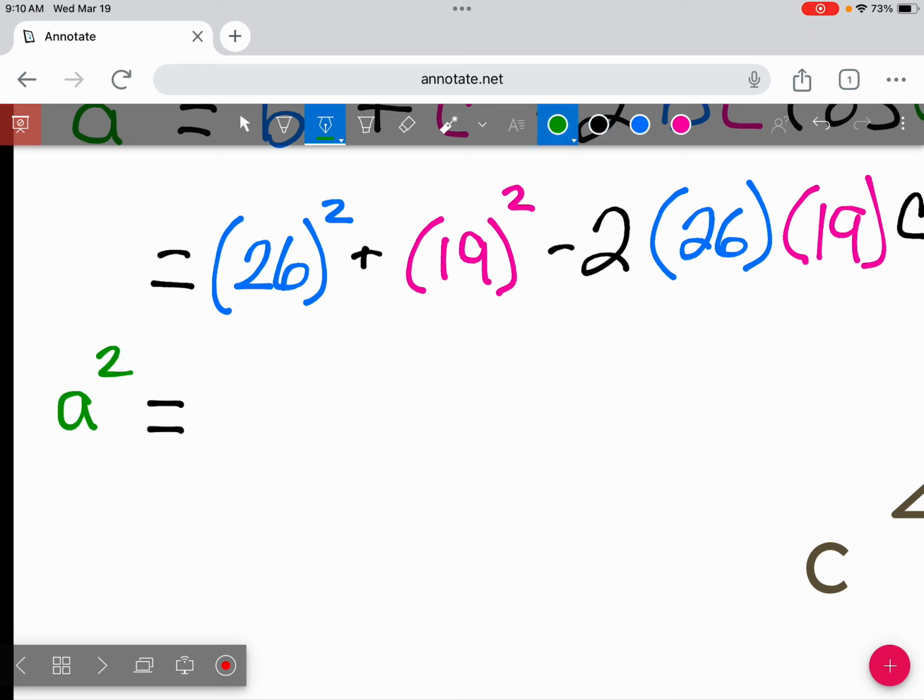We should get 63... No, I don't think so. Make sure you're good. I feel like 573. Yeah, it should be 573-ish. I thought it was like.